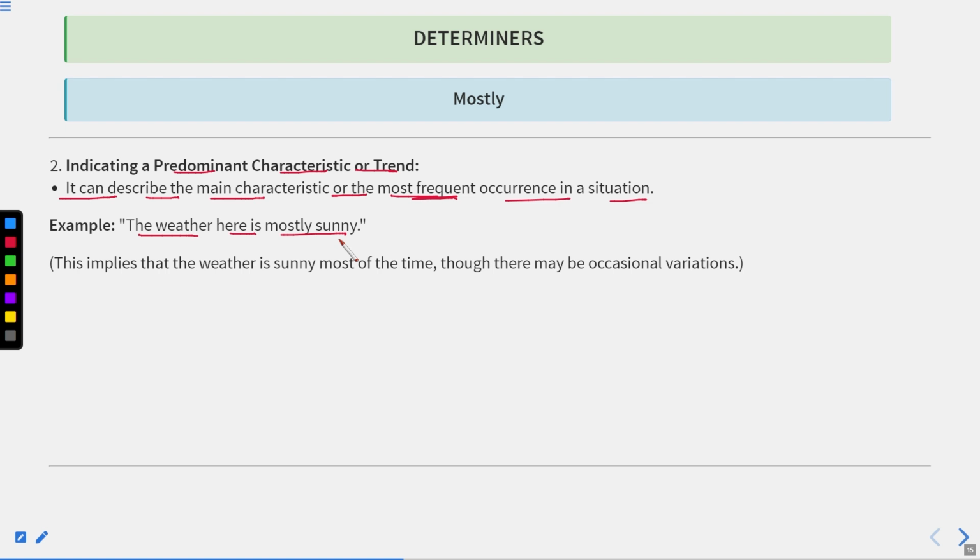It means mostly, it happens a lot more of the time, or it happens mostly over here. For example, out of 20 days, maybe 18 days are sunny, whereas 2 days are normal. So this implies that the weather is sunny most of the time. Here the word mostly shows the time duration, that it occurs frequently, or it is the most of the time, though there may be occasional variations.